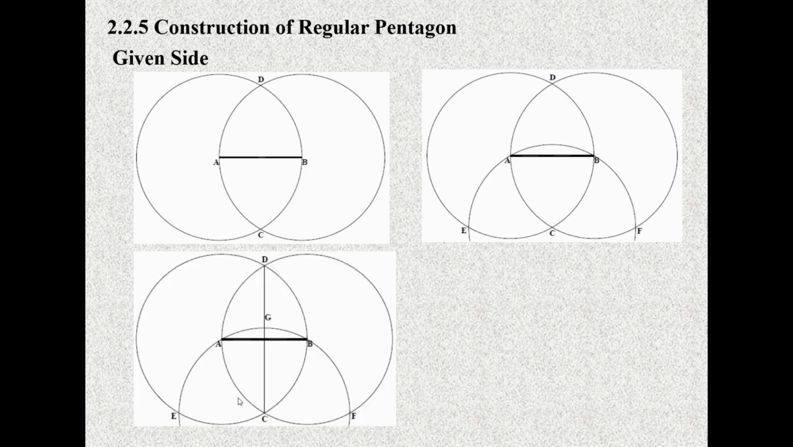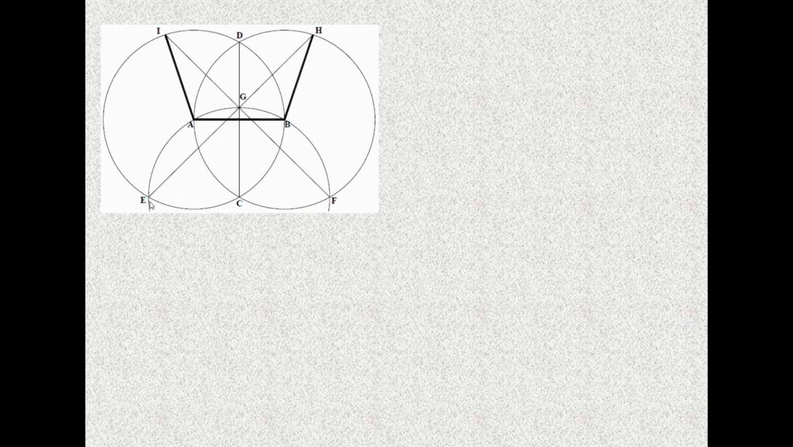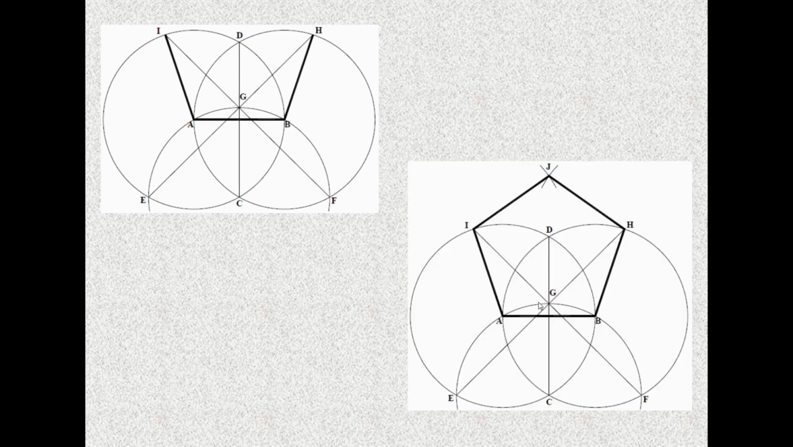In next step, we should join C and D, which intersects that arc EF at G. Now we should join E and G and extend it up to H. At the same time, we should join F and G and extend it to I. Now if you join B and H and E and I, these two are the sides of a pentagon. Now you have three sides. So now you can construct an arc taking radius AI or AB or BH. Basically all these are same.